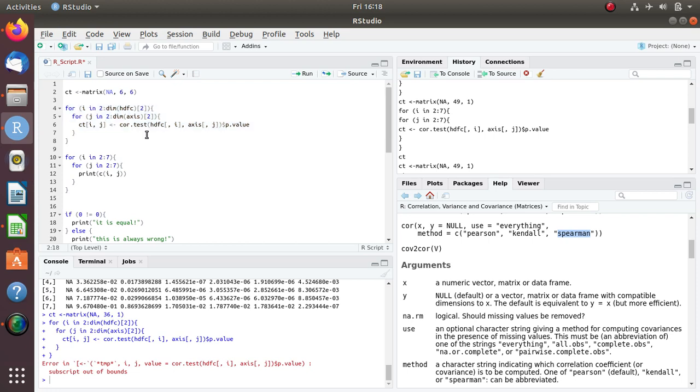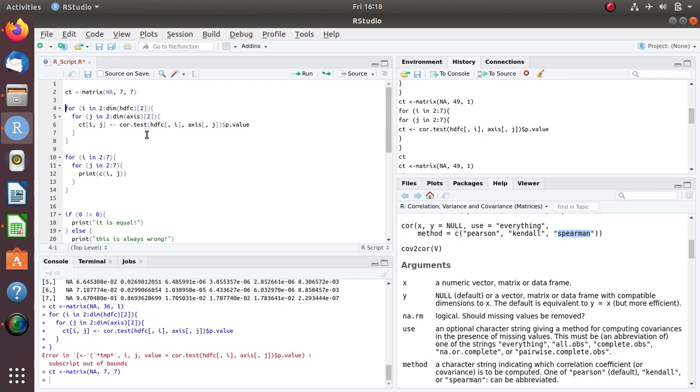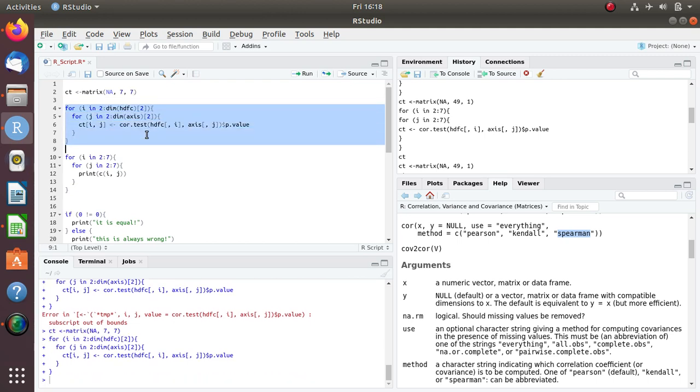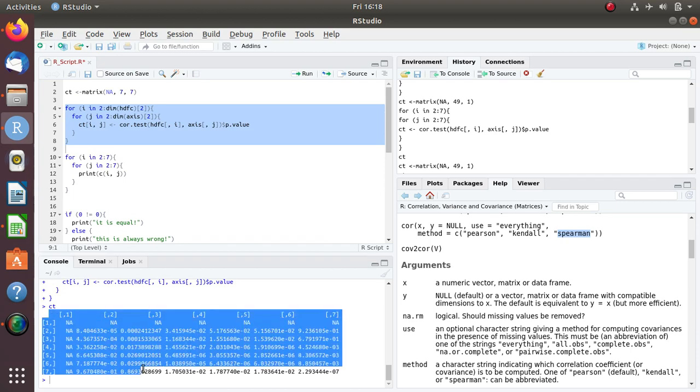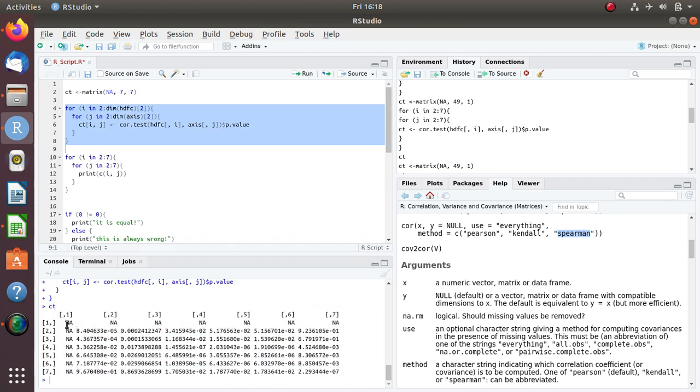Now either you have to change this, or you can keep it 7 by 7 and then run it. Now just see what's going to happen. See, now R is silent, which means it has done something. Now go back and execute. You got the matrix. These are all p-values. Anyway, you got the first row, which we can get rid of. That is not a big thing.